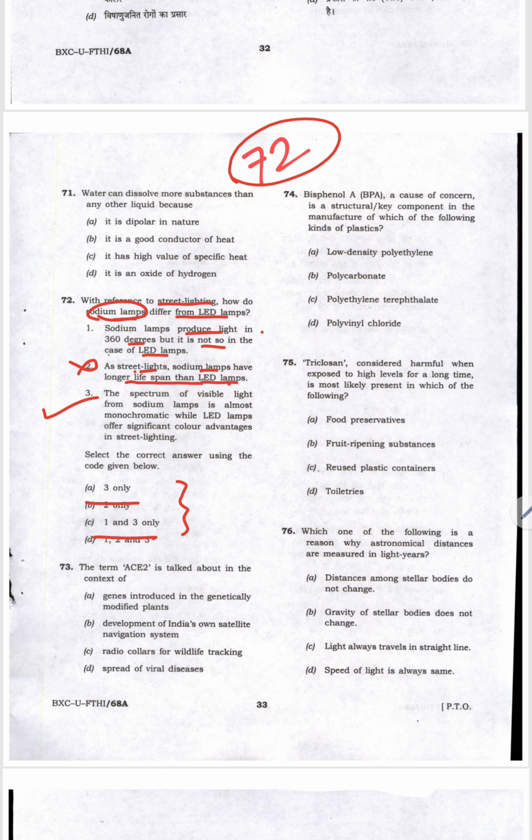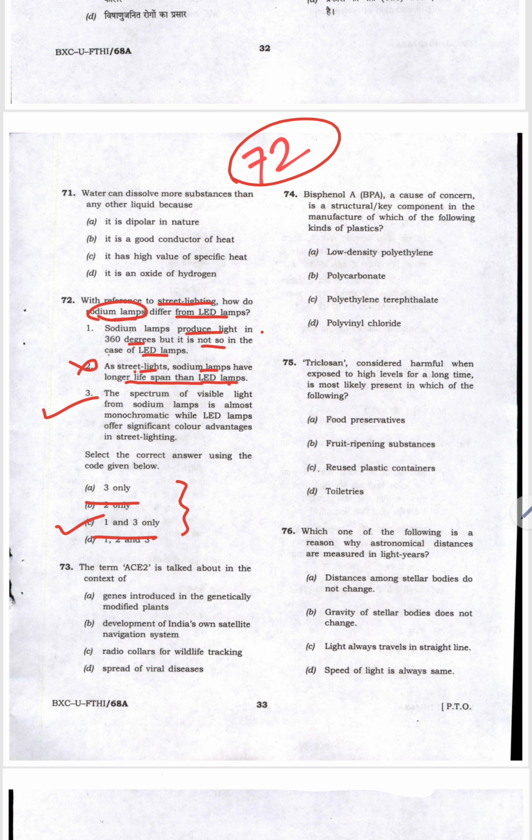Sodium lamps produce light in 360 degrees, but it is not so in case of LED lamps. When they are giving differences between two lamps, there should be a difference. So maybe my intuition says 1 is right. So I'll go with option 3. Okay, suppose you went with option A, that's fine.